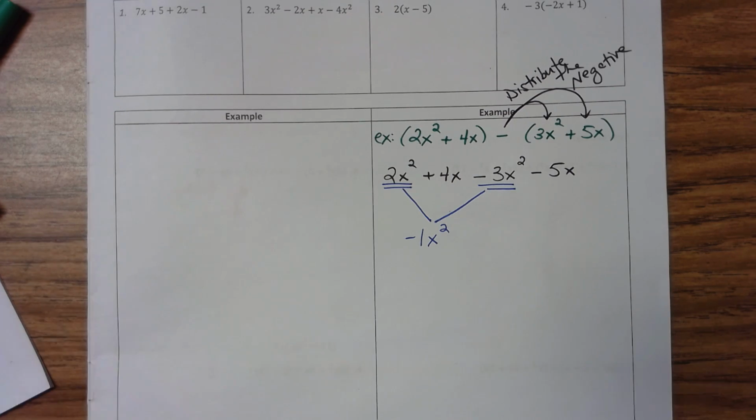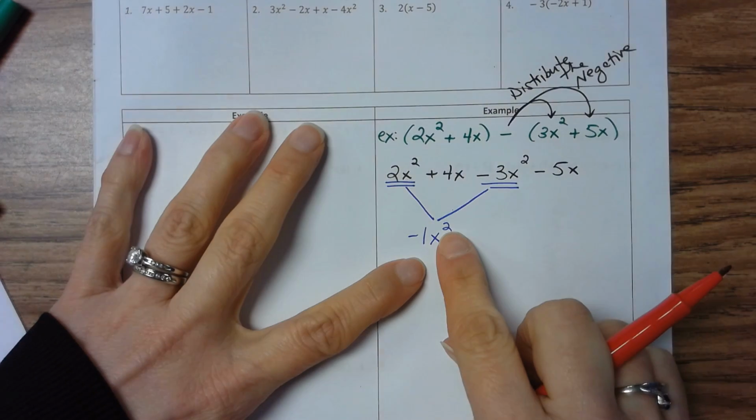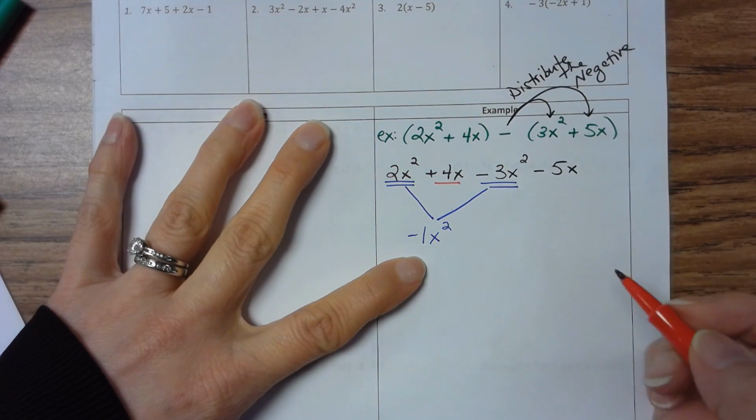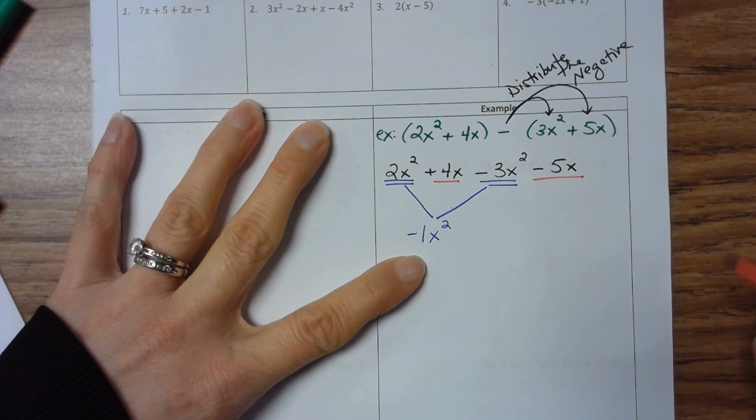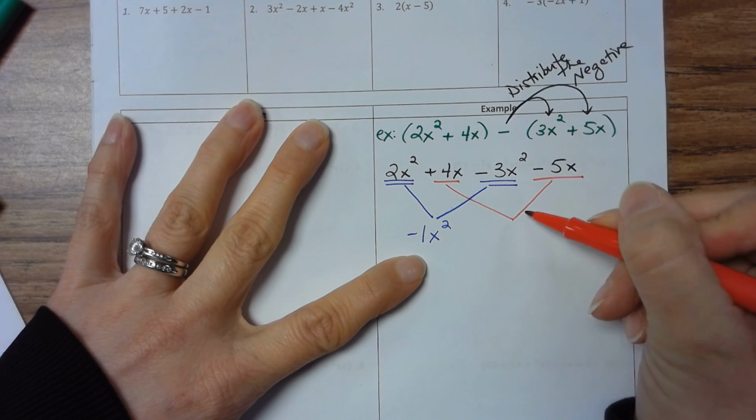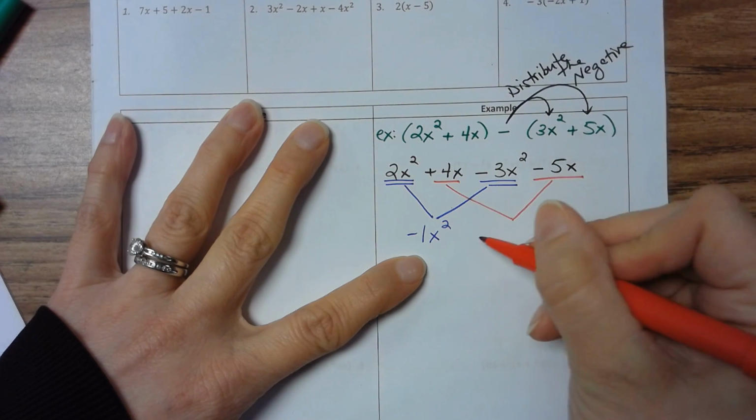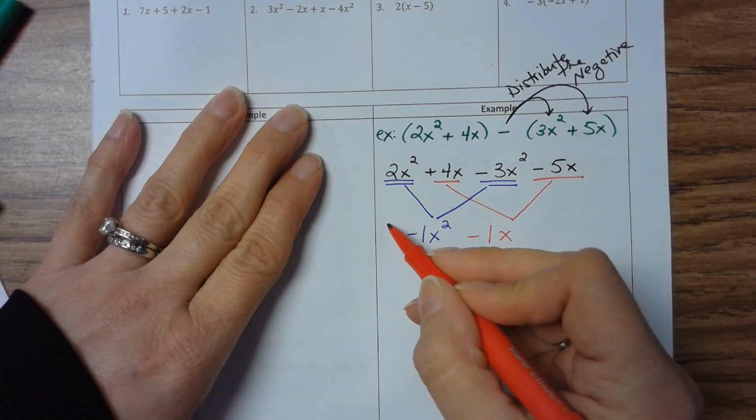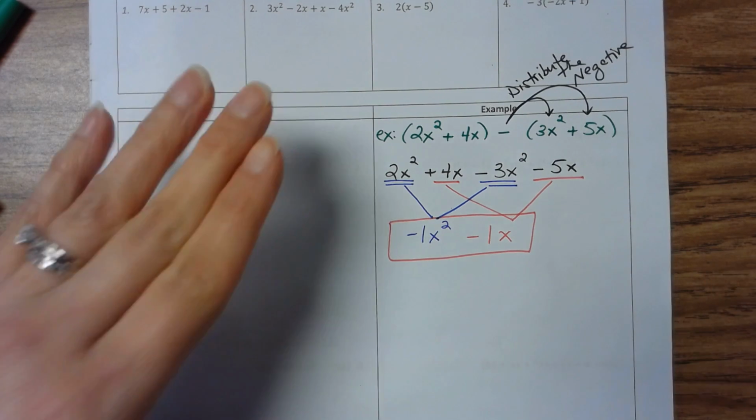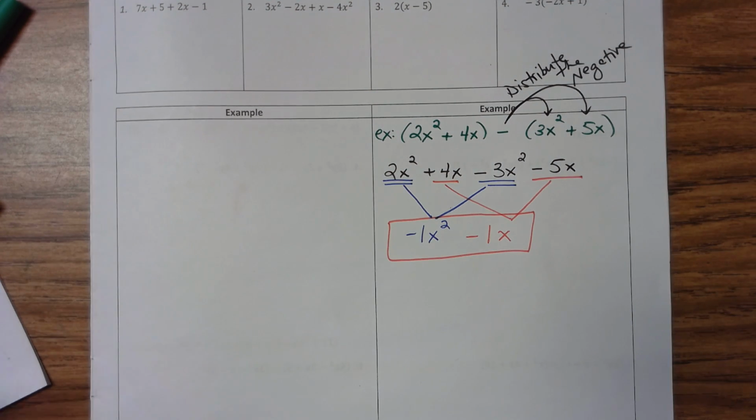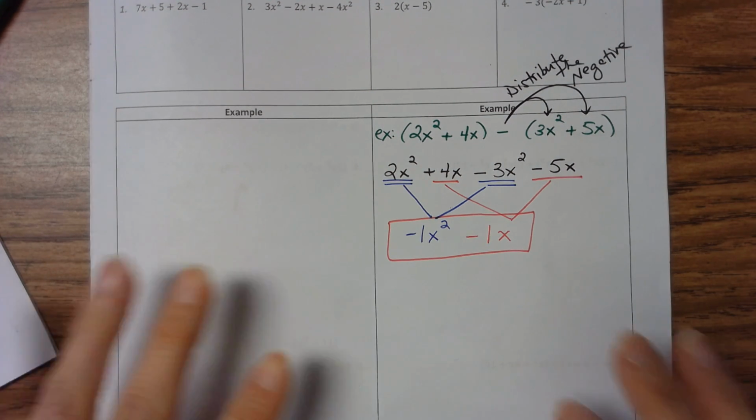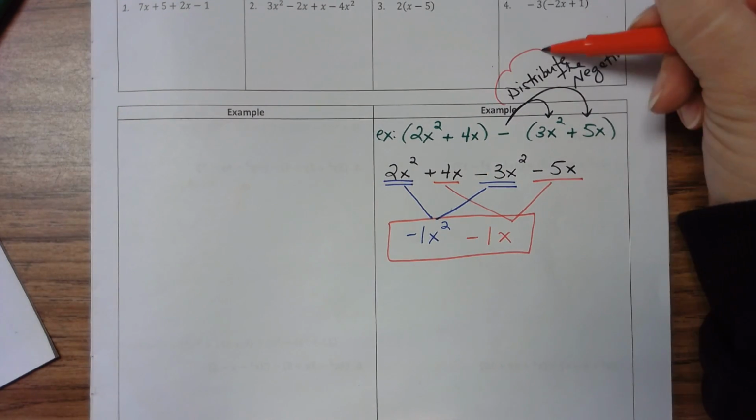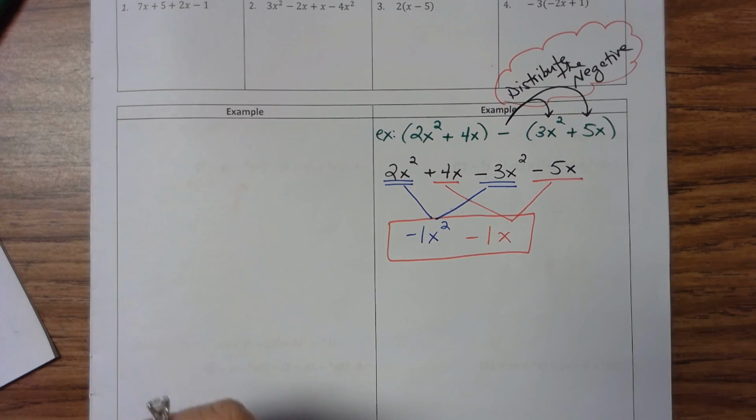Now I'm going to look for my second like terms. After the squared powers come the first powers. So I see a plus 4x and a minus 5x. I'm going to go ahead and combine those. 4 minus 5 is negative 1x. And I've taken care of all the terms, and so this is the final answer. So subtracting polynomials is just like adding like terms, but we have to make sure, let's just highlight this here, we distribute the negative.